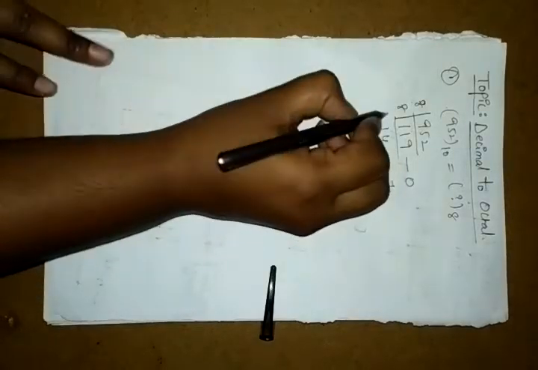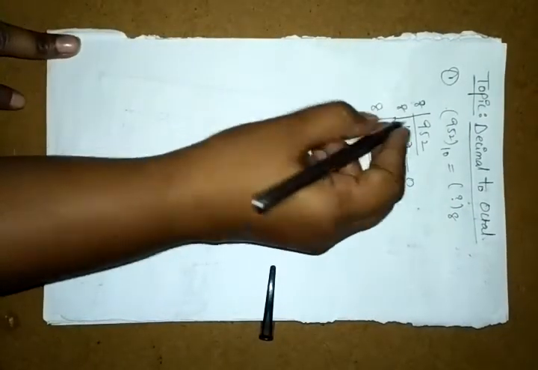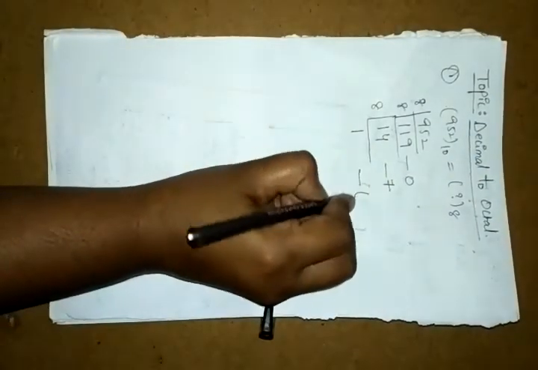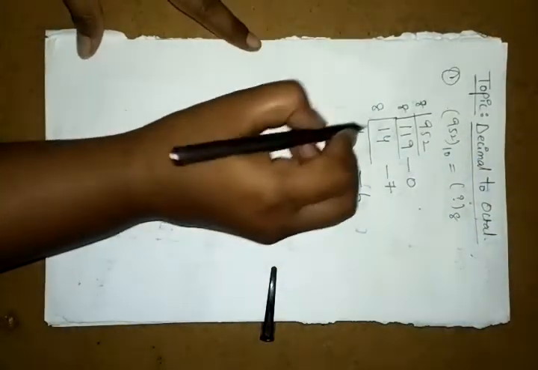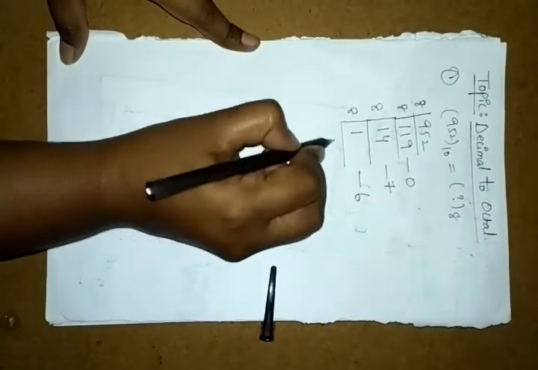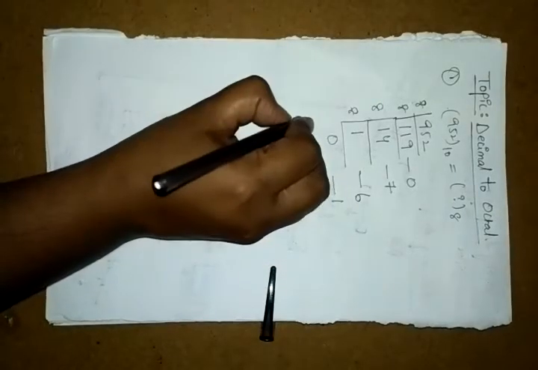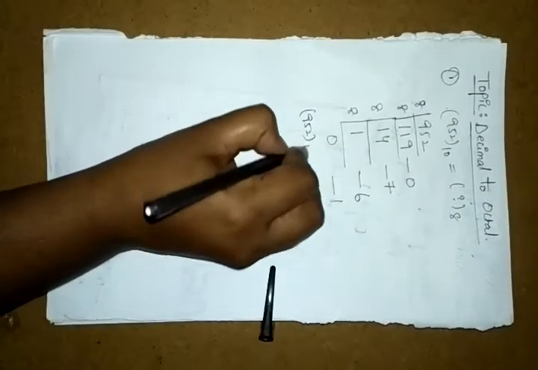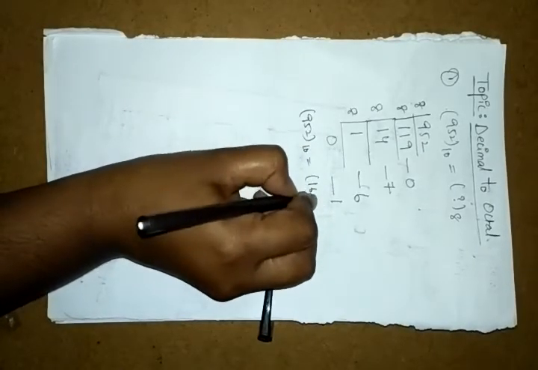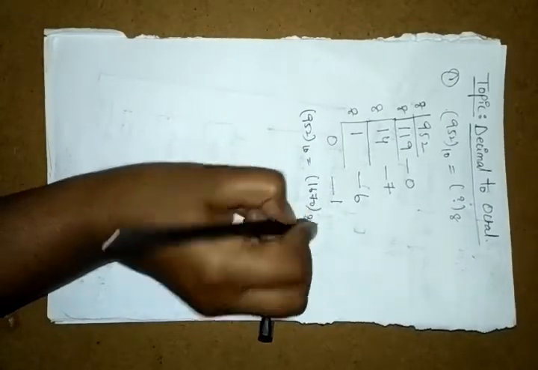Next, again divide by 8, and we have the remainder 6. Then we go with 0 and it comes to 1 here. If you convert decimal to the octal number system, you get it like this. What we were given, 952 base 10, is 1670 base 8.